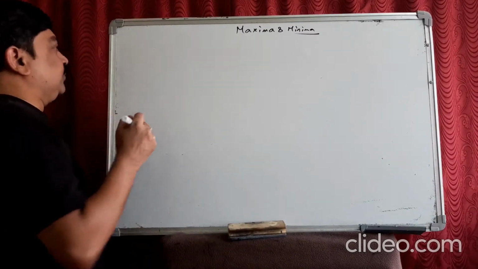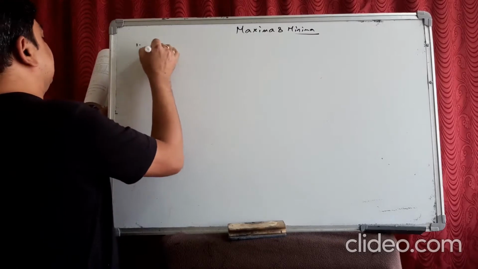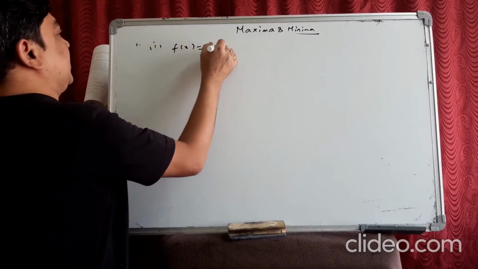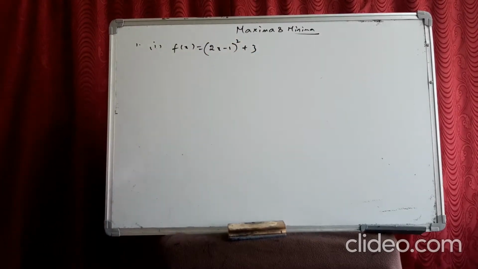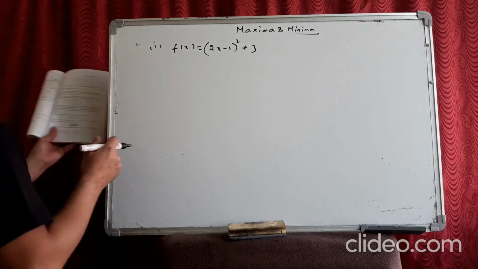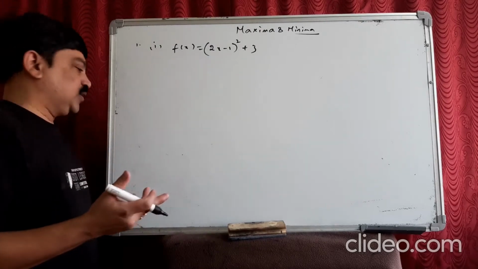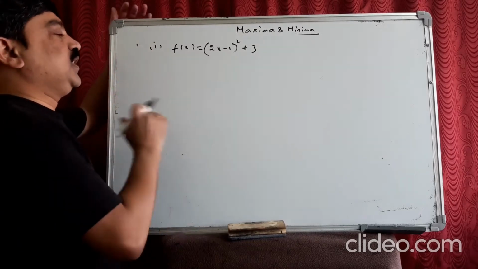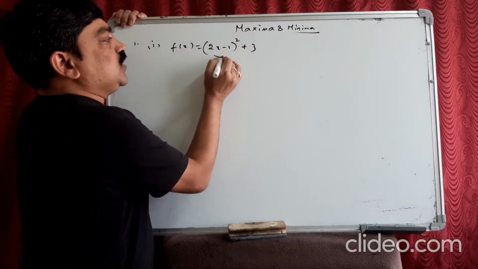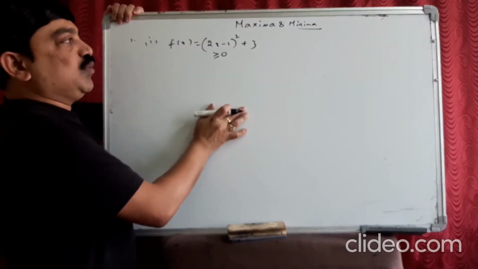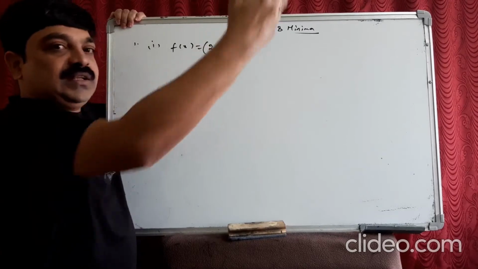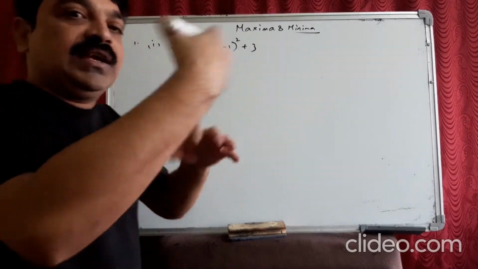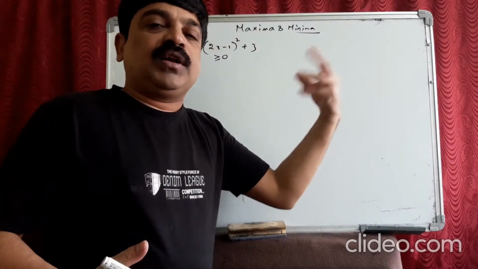The first problem: f of x is equal to (2x minus 1) whole square plus 3. In this, I am not going to do the process of f dash of x equals 0 or f double dash of x. I go with the general principle. See, this whole square is always positive, agree? Whole square value is always positive. So positive value plus 3. That means this value will keep on increasing from 3.